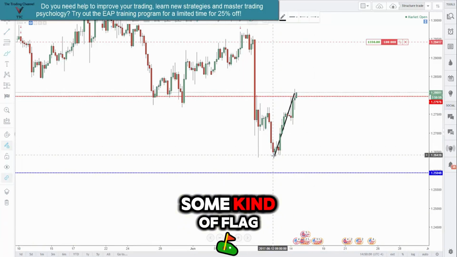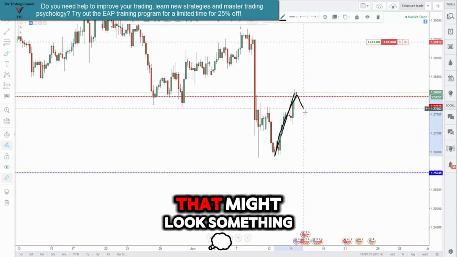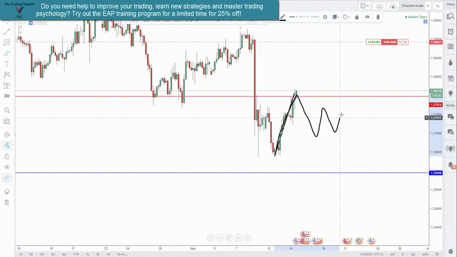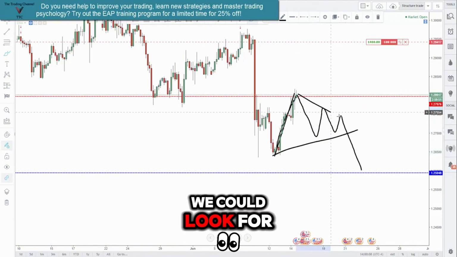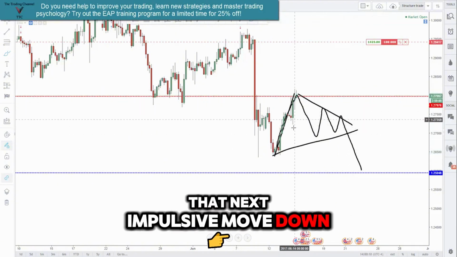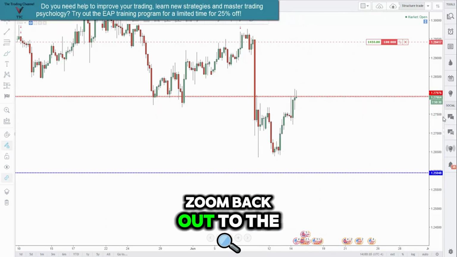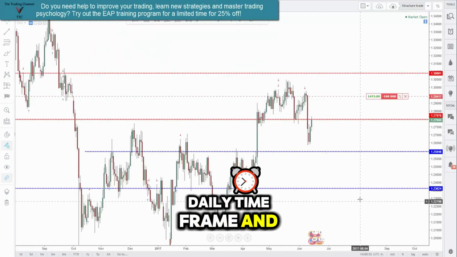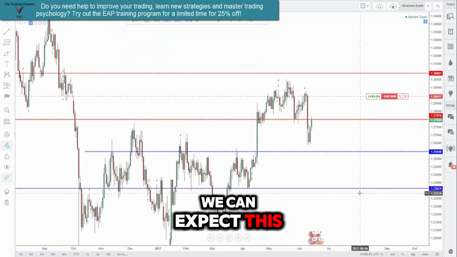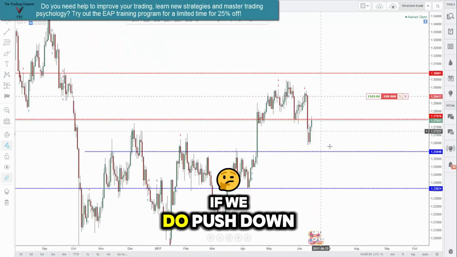We also could see some kind of flag or triangle pattern in this area that might look something like this, in which case we could look for that next impulsive move down after the period of consolidation. So now we're taking a look at that. Let's go ahead and zoom back out to the daily time frame, and let's start looking at the levels we can expect this market to be supported from if we do push down from here.